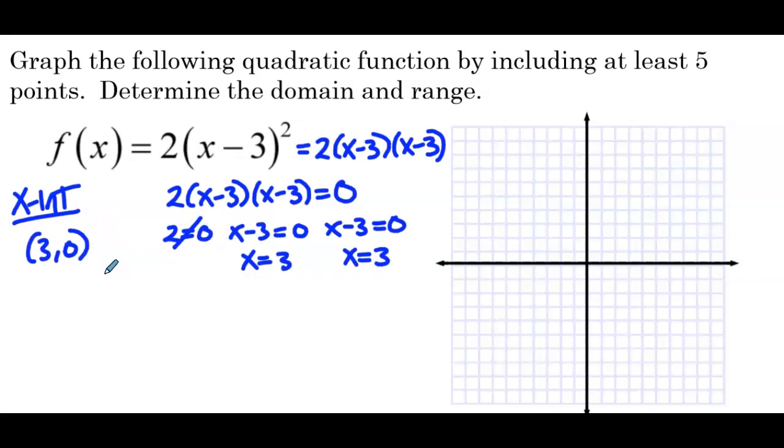Now remember when that happened. When we had one x-intercept, that point was also the vertex. So we also know that the vertex is the point 3, 0. And that makes sense if the vertex, or the axis of symmetry, is the average of your x-intercepts. Well, the average of 3 and 3 is 3. So your axis of symmetry is also x equals 3, which makes your vertex the point 3, 0.